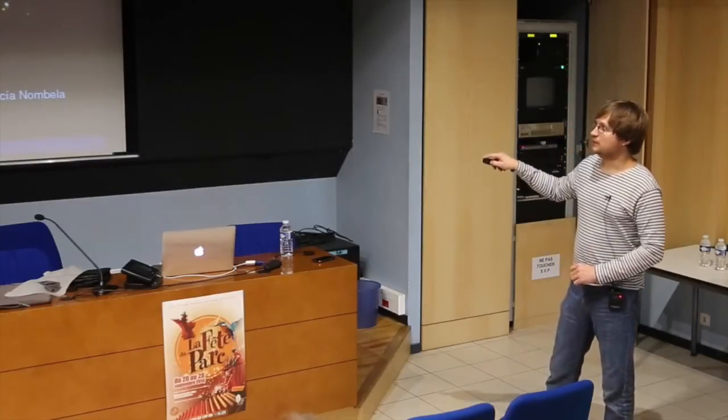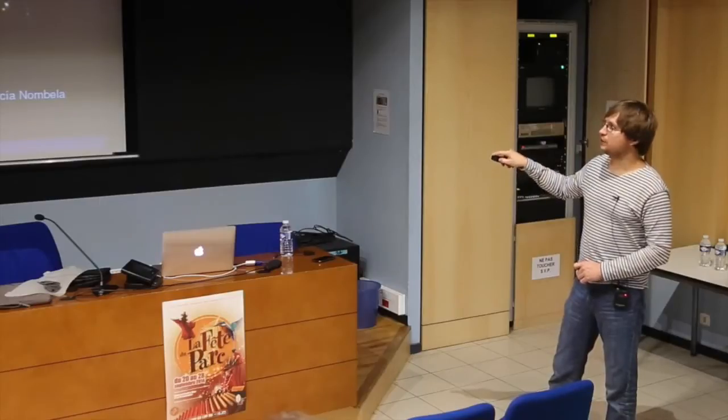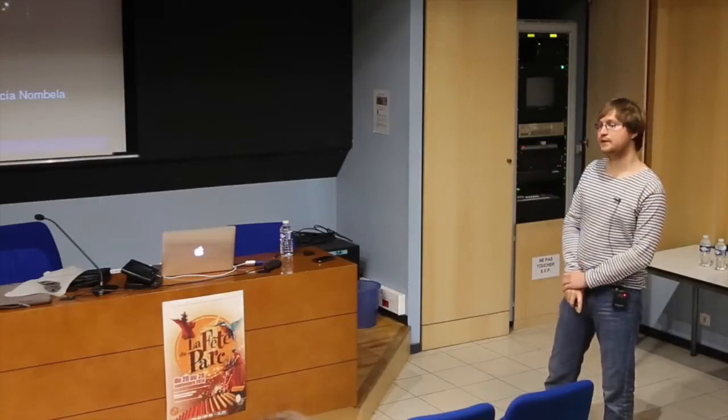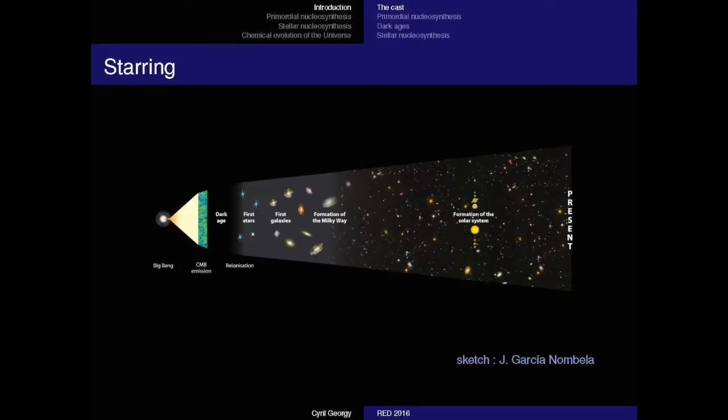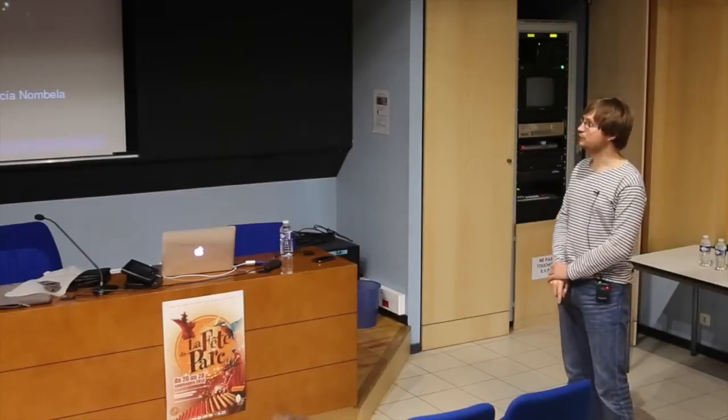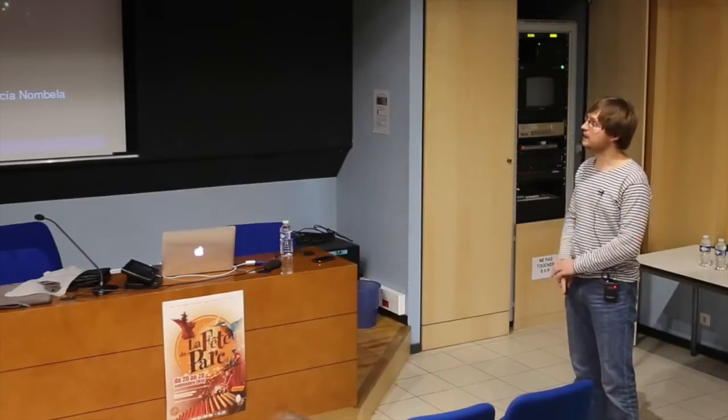So then if you add a bit of nuclear physics during the first few thousand years of this history, you will learn what happens during this very first time of the evolution, where the universe was very hot, and what happens to all the particles during this time. Then you have suddenly the emission of the cosmic microwave background I showed you previously. We'll see what happened at this time.